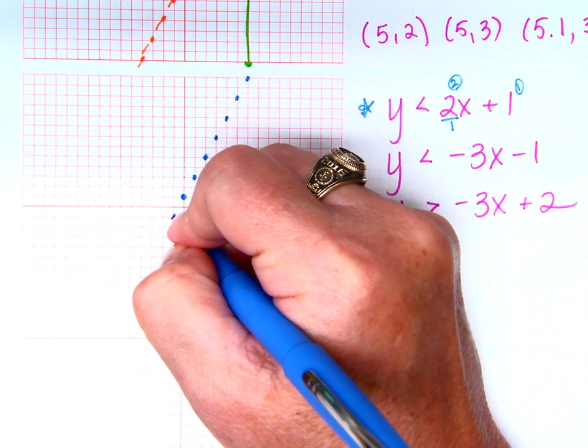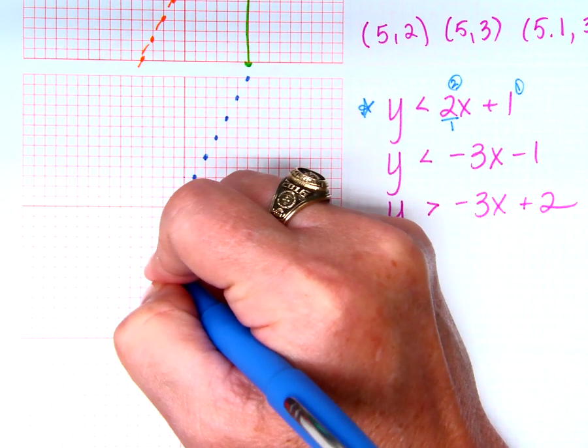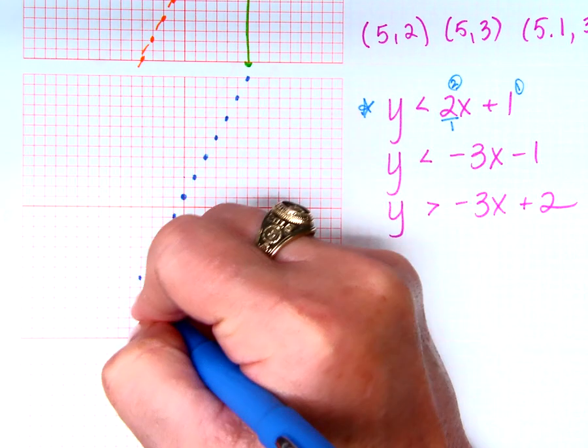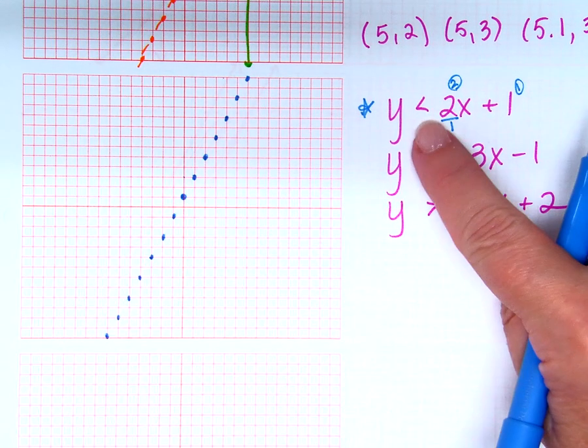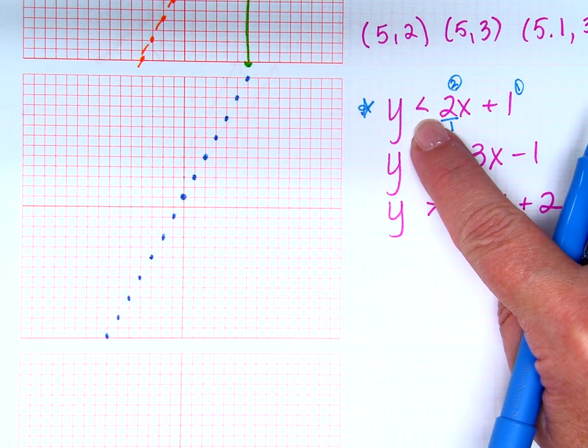Now, when I have all of my dots graphed, what kind of a line do I draw? How do you know it's a dotted line? Because it is just, yeah, it's not or equal to, right?